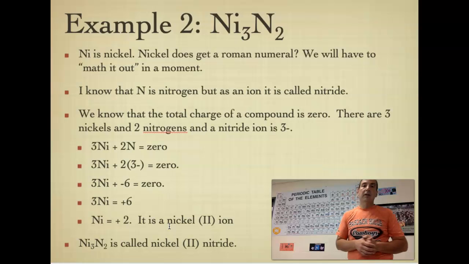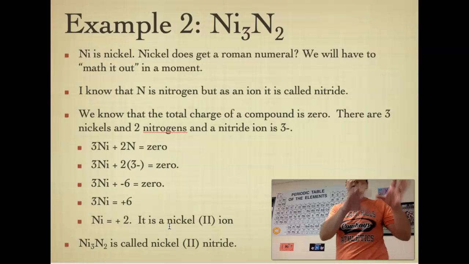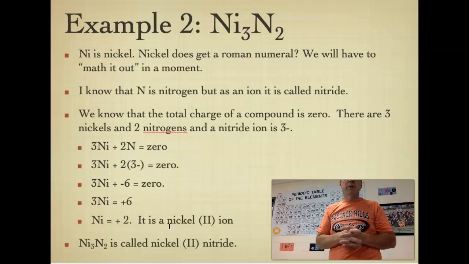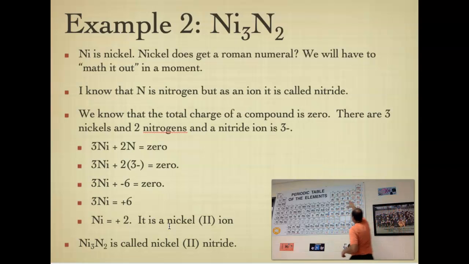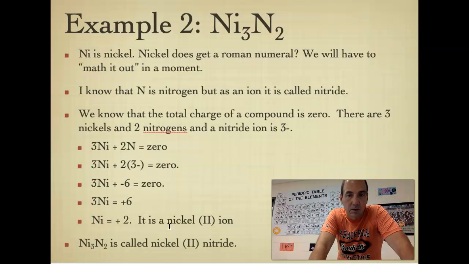Ni3N2. So Ni, I look at it right over here on the table. Ni is nickel. Does nickel get a Roman numeral? Yes. How do we know what it is? We're going to have to figure it out. So we know it's nickel, and we know it's going to have a Roman numeral. Now we go on to the second part. So N over here is nitrogen. Now nitrogen, I know, has to be a -3 ion.